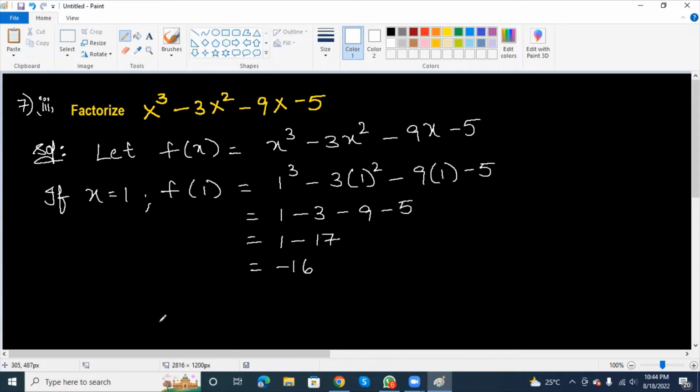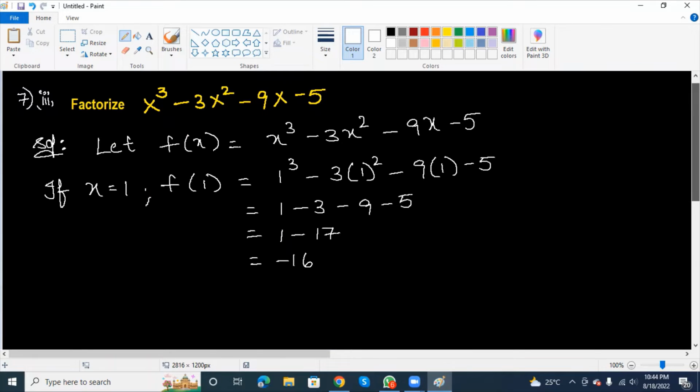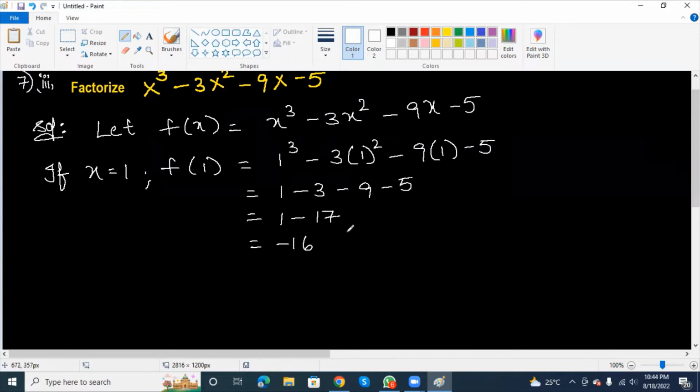If we are getting something as a remainder other than 0, we can say that it is not a factor. Whenever the remainder is 0, we can conclude that it is a factor. But when we substitute 1, we got a remainder, which means this is not a factor.